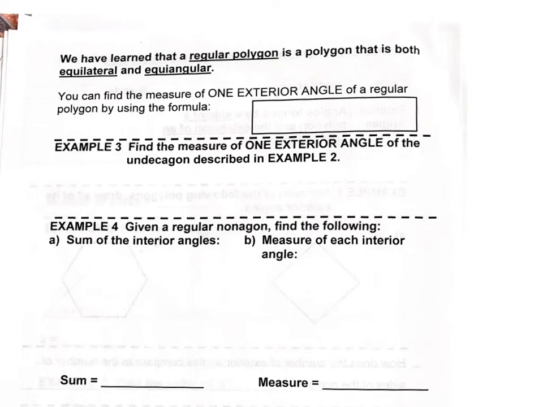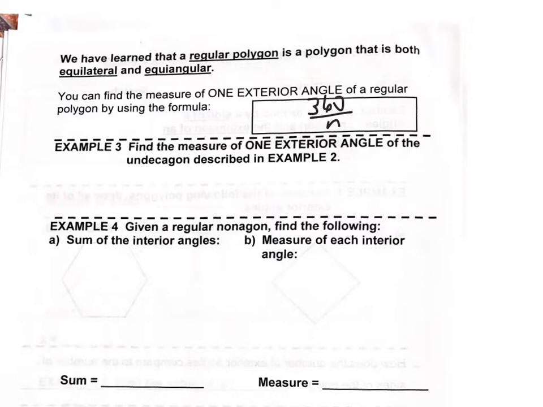Okay, we also learned that a regular polygon is a polygon that is both equilateral and equiangular. That means that all the sides are the same. That means that all the angles are the same. So you can find the measure of each exterior angle of a regular polygon using the formula, which means that you take 360 degrees and divide by the number of sides.